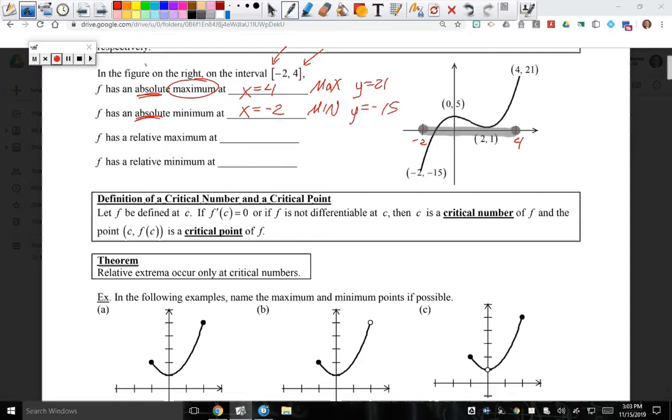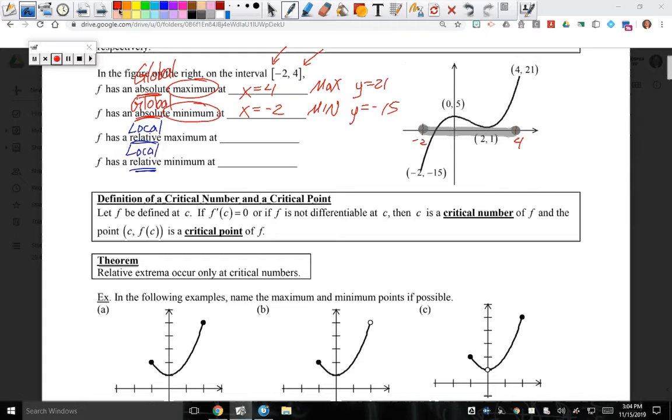So we could say absolute is the same as global. Like you are the max, you are the min or whatever, globally. There's no one else more max than you or more min than you. However, we also have relative max and mins. And a relative is not everyone included, it's just a small little sample. So this is more local.